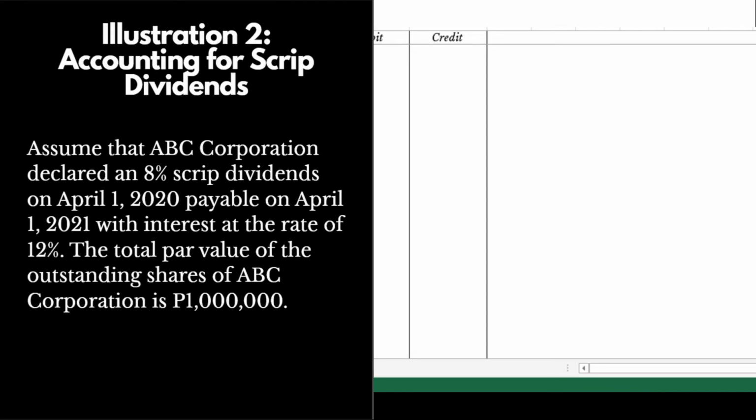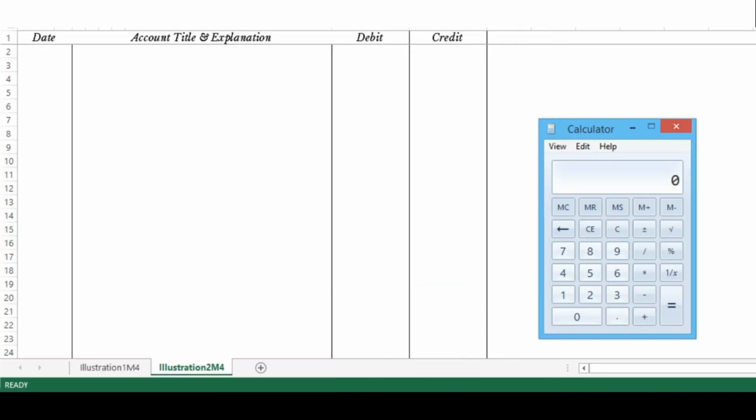Okay, for our next illustration, di ba pag scrip dividends, dinideclare natin to if we have enough retained earnings but we don't have enough cash. So we will issue promissory notes to our stockholders that we will pay dividends at a later date. So in this particular problem, we will pay our dividends next year after 1 year. The dividend is declared at 8% of the total outstanding shares of ABC Corporation with total par value of 1 million. So magkano yon? We have 1 million times 8%. So that would be 80,000 pesos.